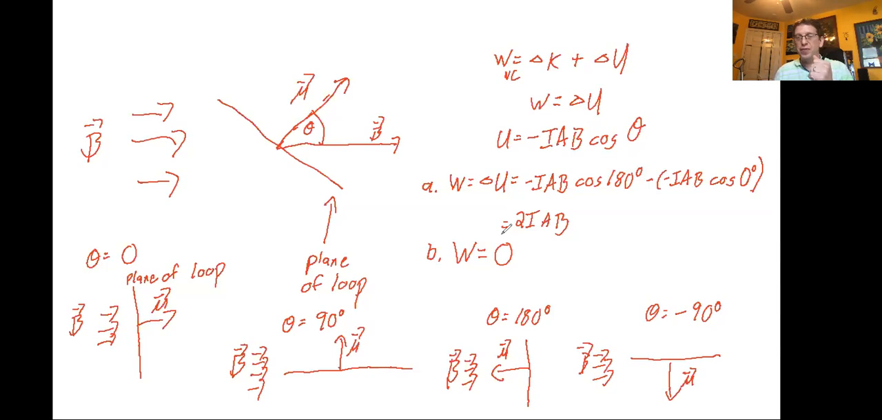The work done going from 0 to 180 degrees is twice the magnetic dipole moment, or I times A, times the magnetic field. And so that's how you solve that problem. And that is it for chapter 27.